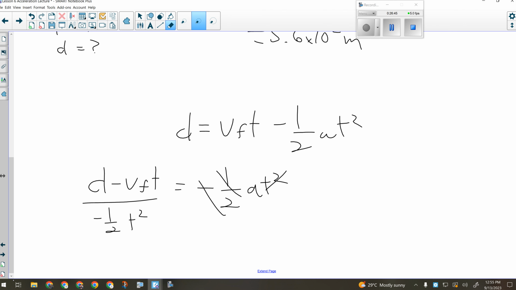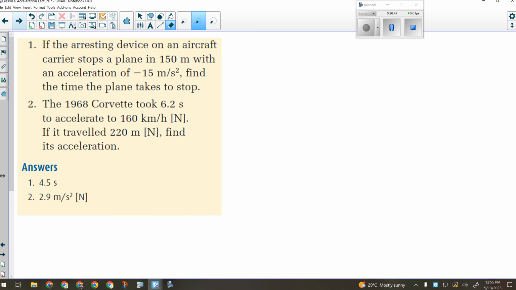All right. Last couple, sorry, there's one more formula we haven't done yet. Give these ones a try here. Again, you got some with kilometers per hour in here, so watch out for that one. So a resting device on the aircraft carrier is the first question. Give those ones a try.